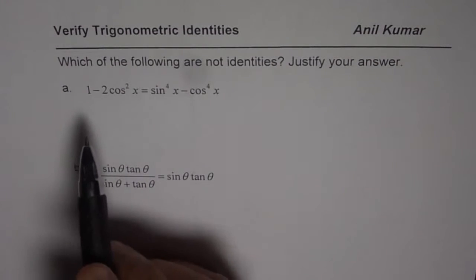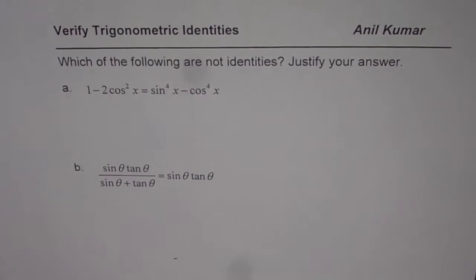I've got two parts here. The first one is 1 minus 2 cos squared x equals sine to the power of 4x minus cos to the power of 4x. The second one is sine theta tan theta divided by sine theta plus tan theta equals sine theta tan theta. You can pause the video, answer the question, and then look into my suggestion.